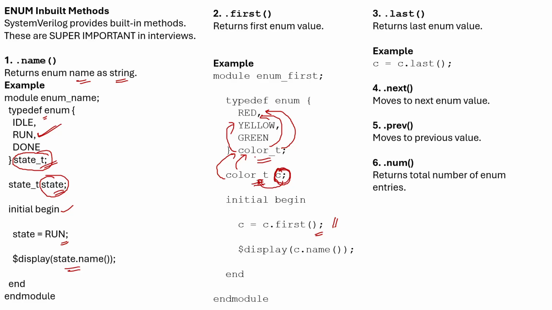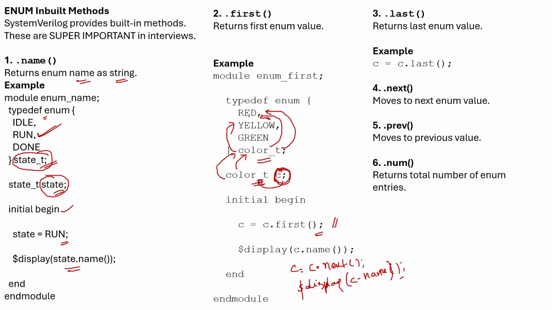Now you got an idea, right? How I'm getting the first value, the same way I need to print this first value. So C dot first, and then I want to print the next value, C equal to C dot next. Then with $display, what do you want to write here? C dot name. If you write C dot name, then I will get the next name.